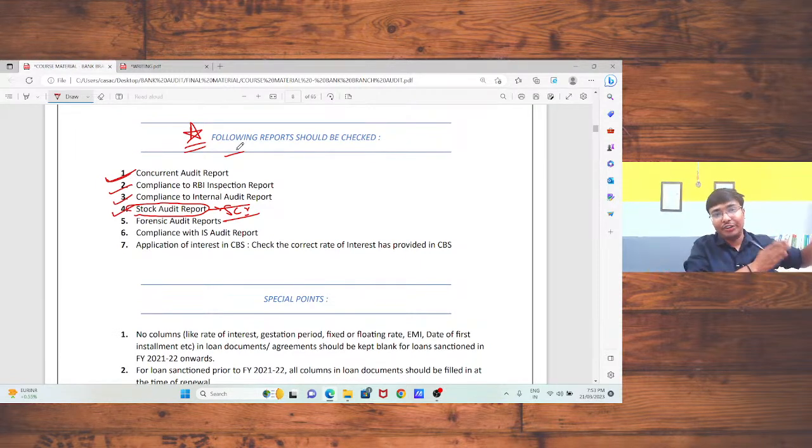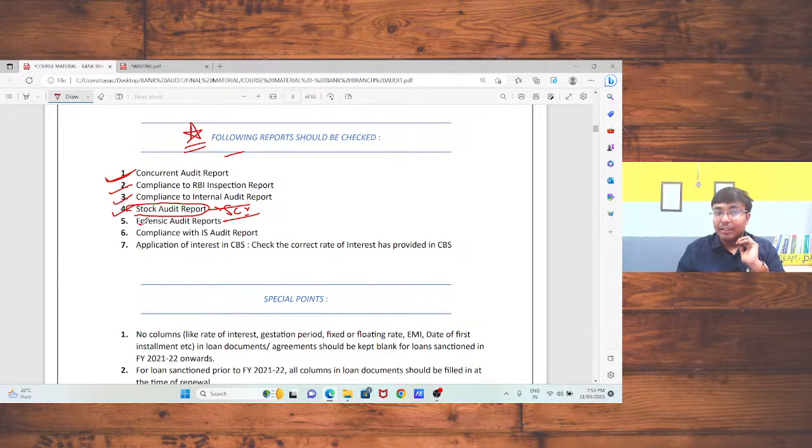You should compare the stock from the stock statement or from the balance sheet. If there is a timeline difference, or the stock audit report is on one date and the stock statement is on another date, in that case you can adjust the sales and purchases and arrive at the figure. Okay, sir. That is the way you can do it, and you can find certain things.